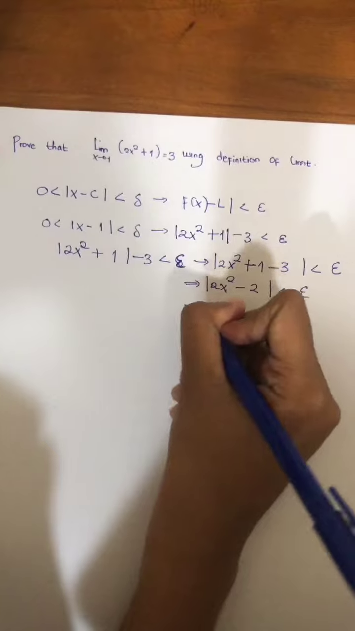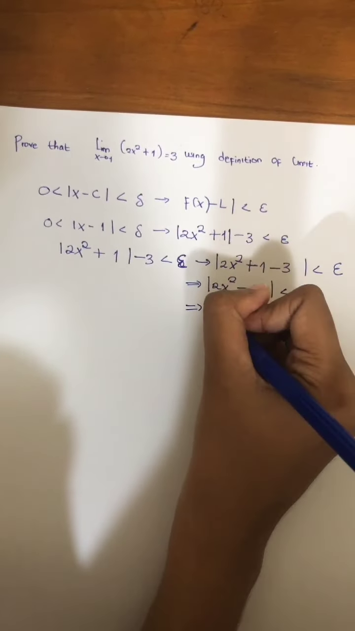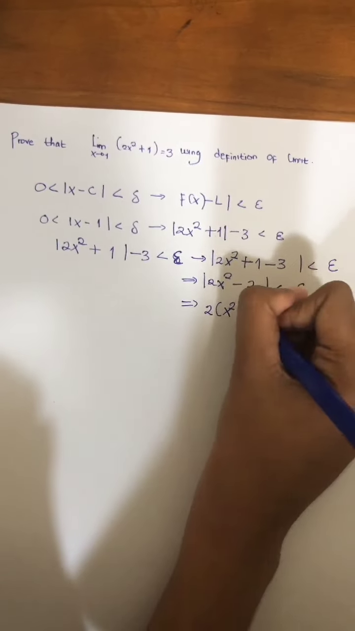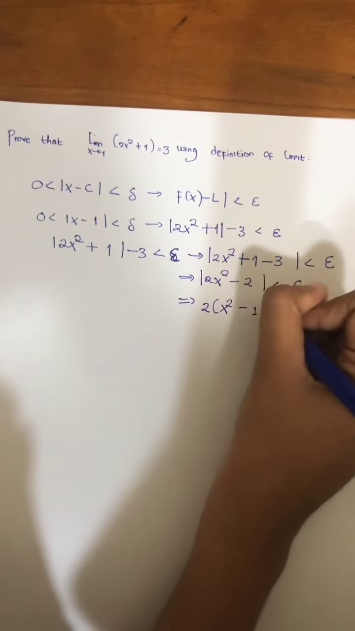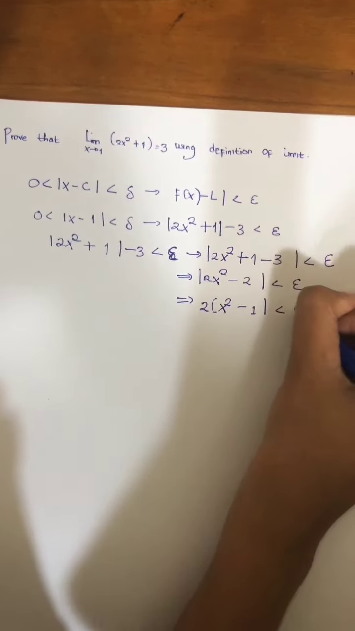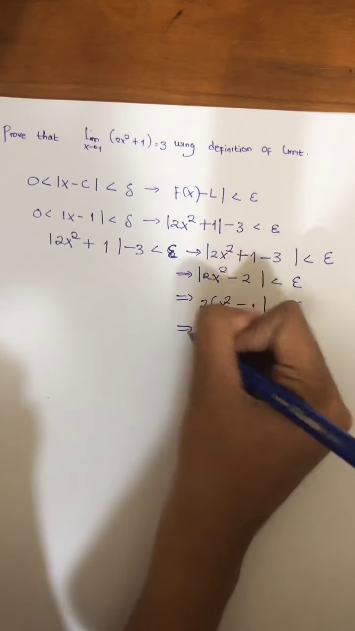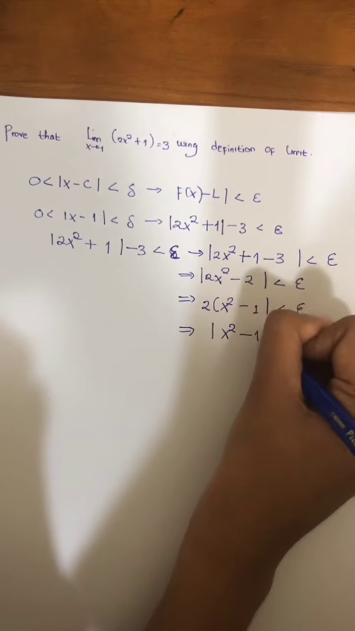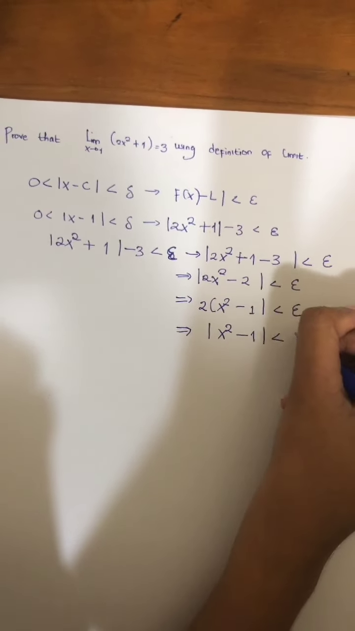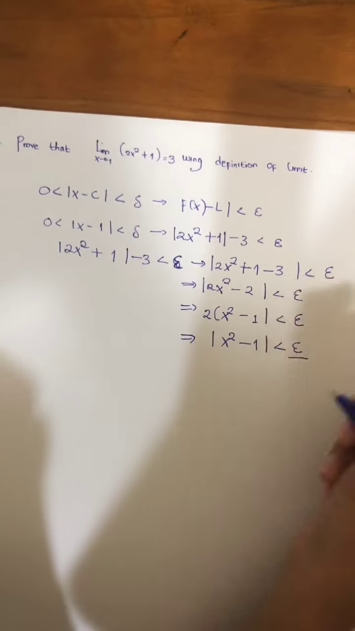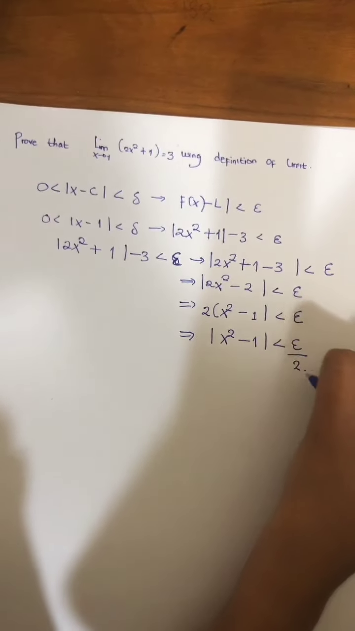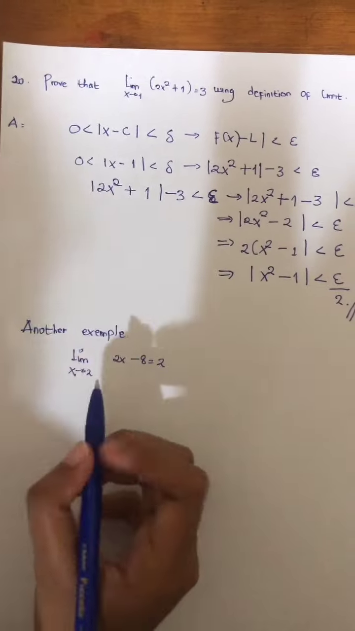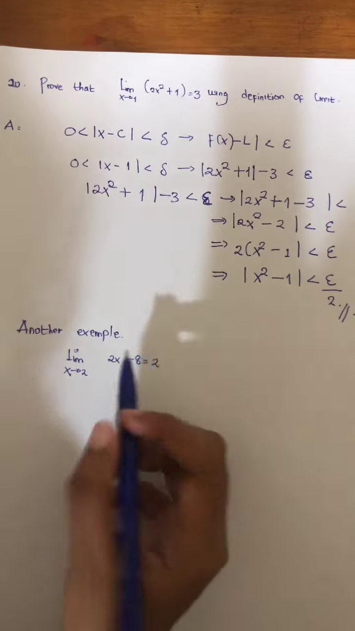Now we have to make a factorization: 2 times x squared minus 1 is less than epsilon. We write x squared minus 1 less than epsilon over 2, and here's the result. And here is another example.